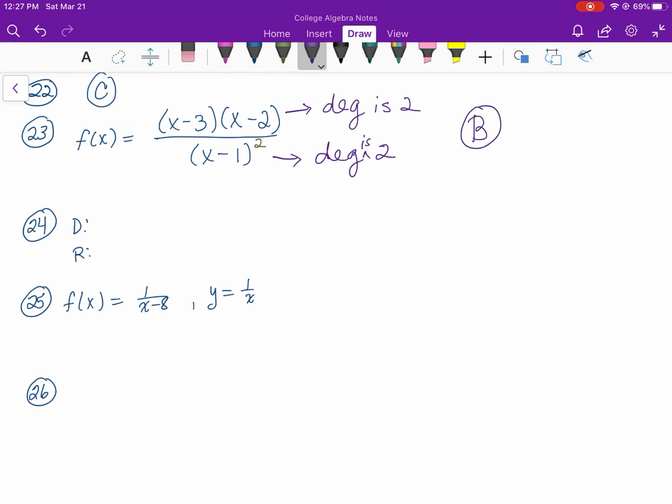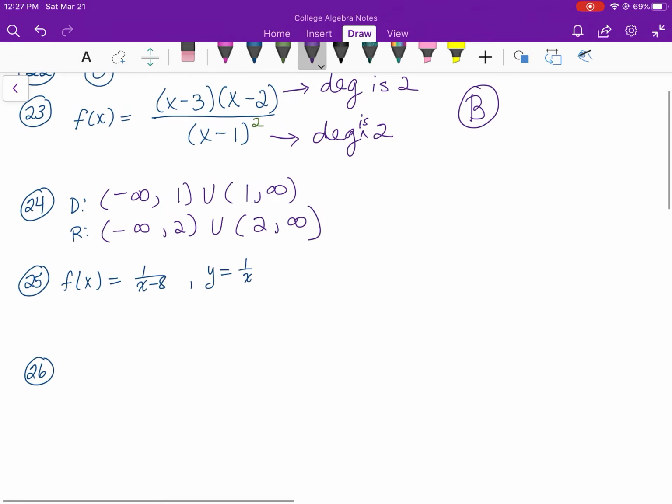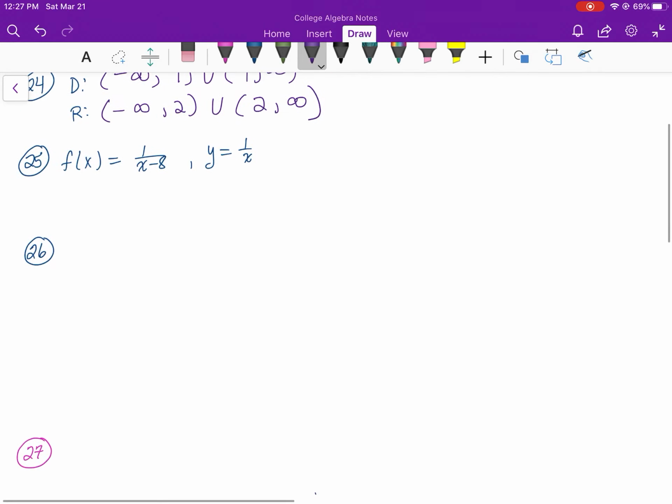Number 24, I'm reading the domain and range. My x's approach 1. So if I read from left to right, I'm approaching 1 from both sides. The y's approach 2, so the bottom of my graph goes up to 2, and then it picks up right above there. 25, that's just going to be a horizontal shift of 8 to the right. And so on 25, the answer is B.